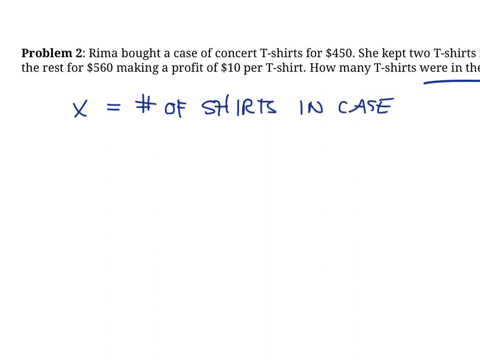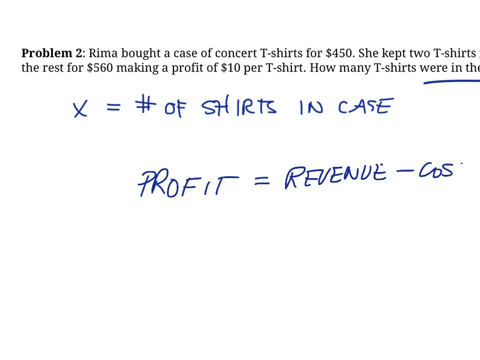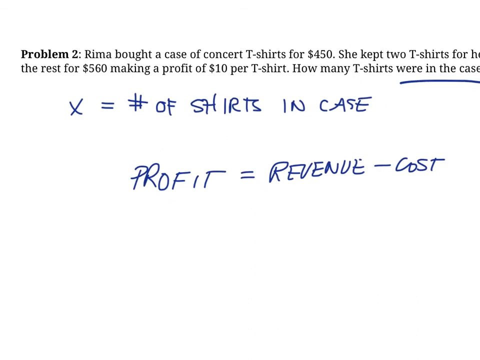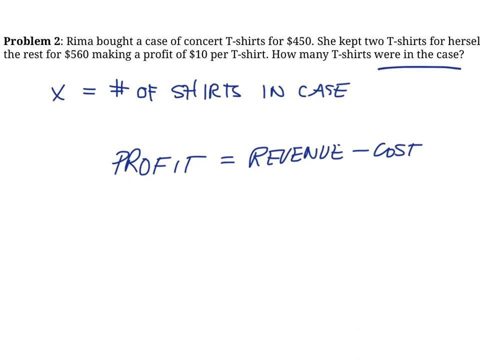Okay, now that we've got that, the next thing to remember is the terms like profit, cost, and revenue, right? And profit, so how much you actually make, is always equal to the revenue minus your costs. So that means revenue is how much you make from selling them minus the cost it was for you to buy the shirts in the first place. Whatever's left over is going to be your profit. So we basically need to figure out what these three things are in this question.